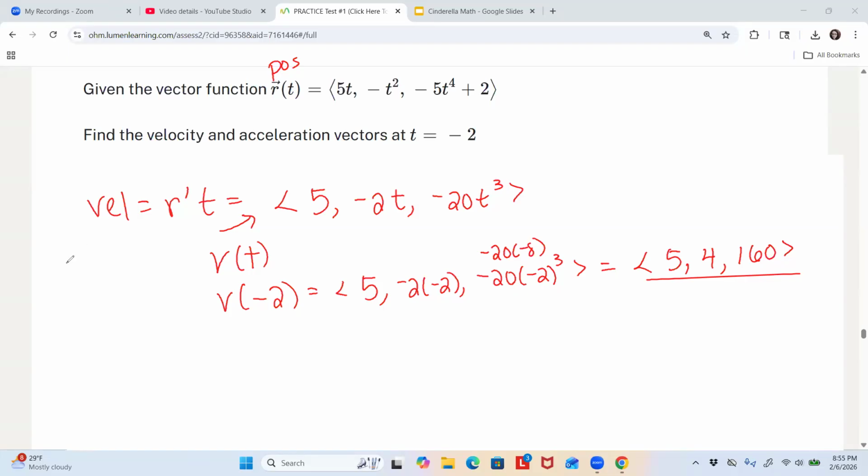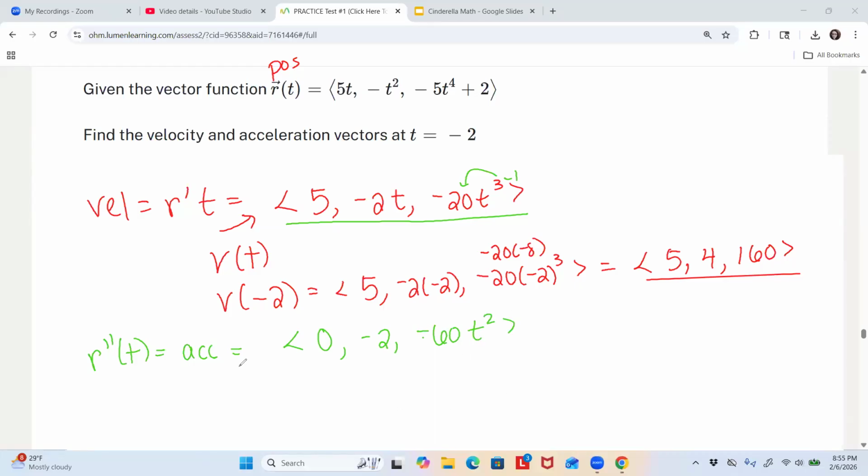And now they also want the acceleration at that same time. So remember, r double prime of t is your acceleration. So take the derivative of the derivative. So that would be: derivative of 5 is 0. Derivative of negative 2t is negative 2. And derivative of the last component would be multiply, so negative 60, subtract 1, so t squared.